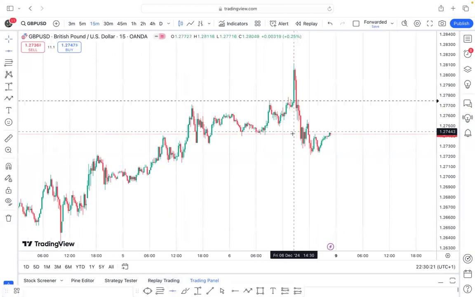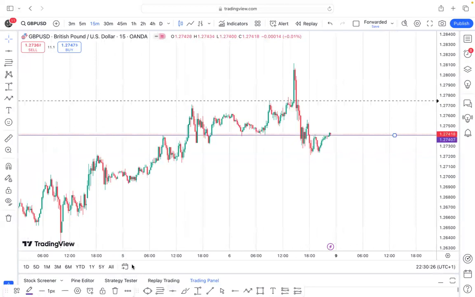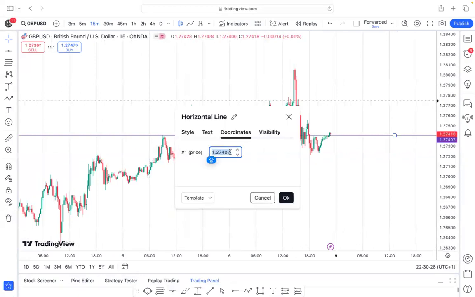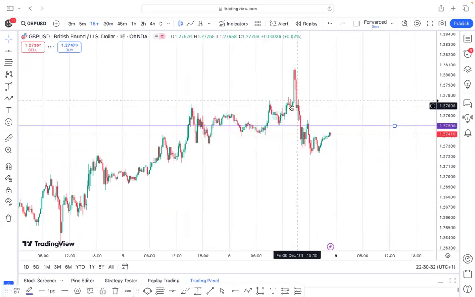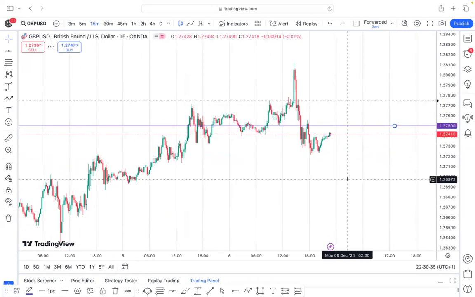What's the current price here? We have 1.27418. What is going to be the whole number here? 1.27500. That's our psychological level. 1.27500, right? So now, what can we see?